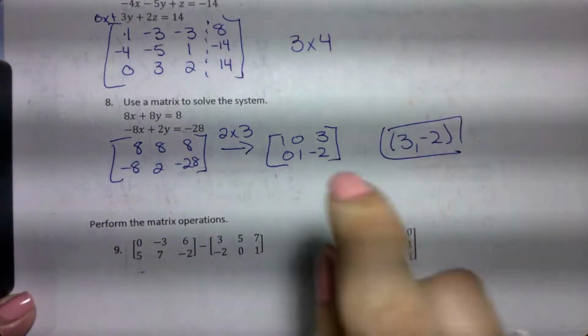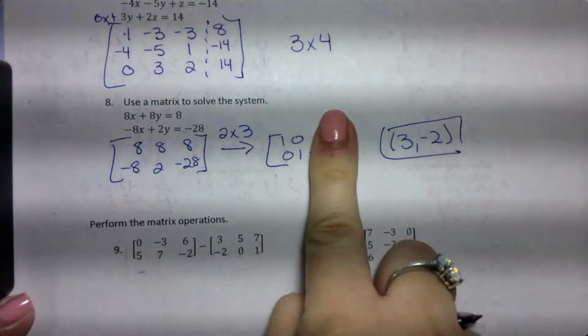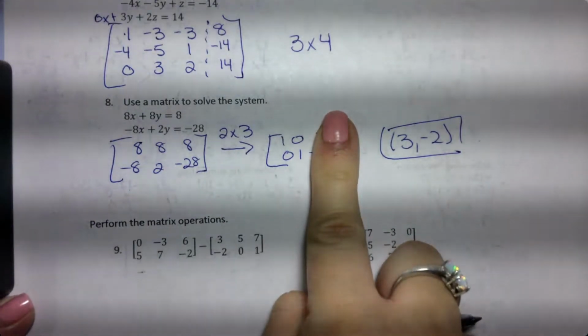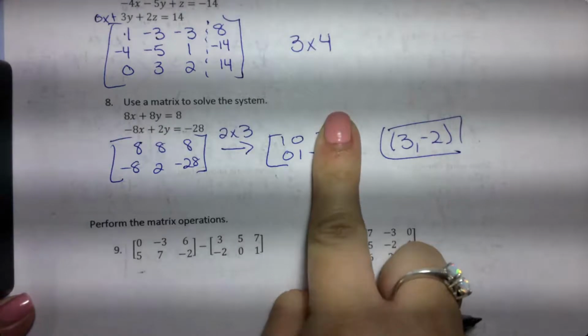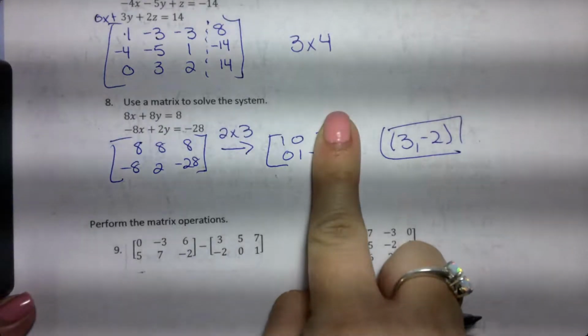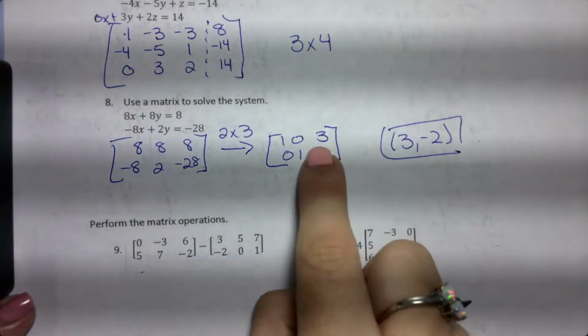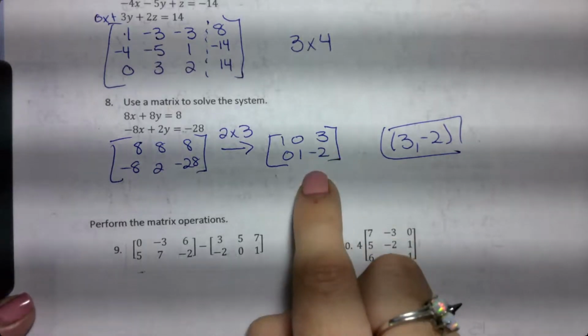I can tell this because in everything except for the last column, I have a nice square matrix that has a diagonal of 1s. Everything else is 0s. Then it goes alphabetical, X, Y, for my answer.